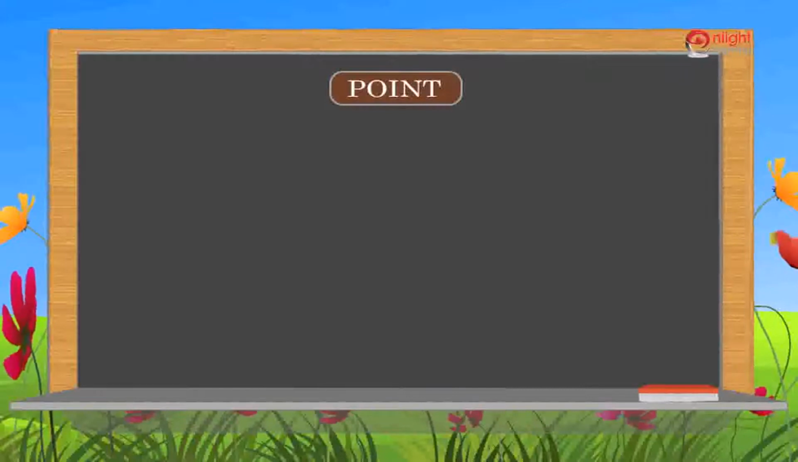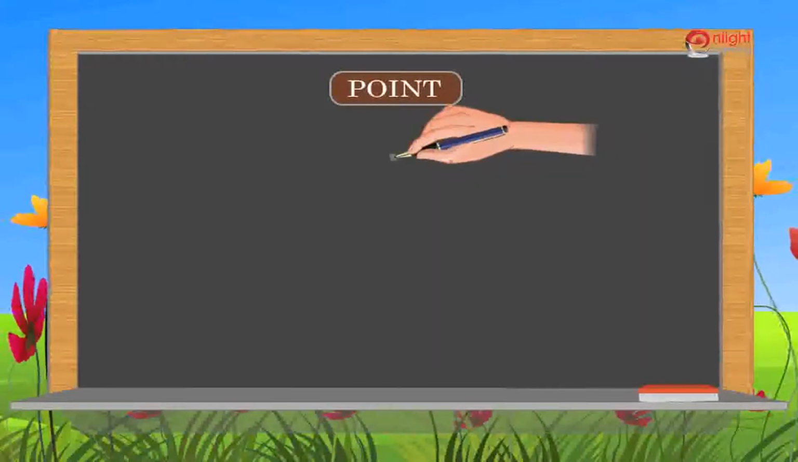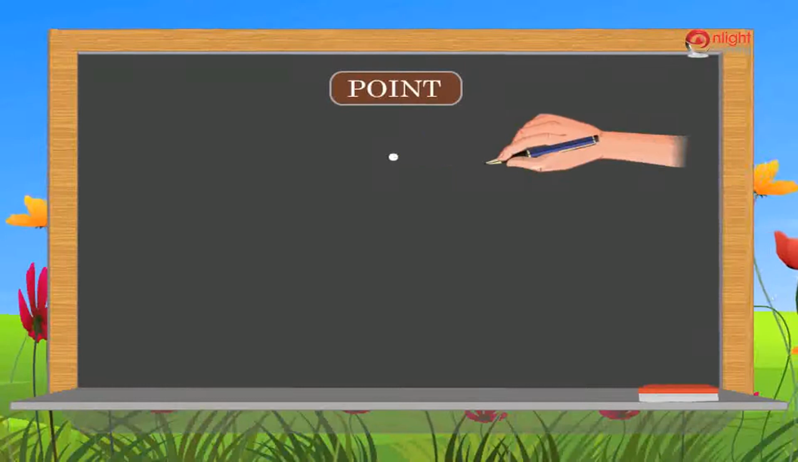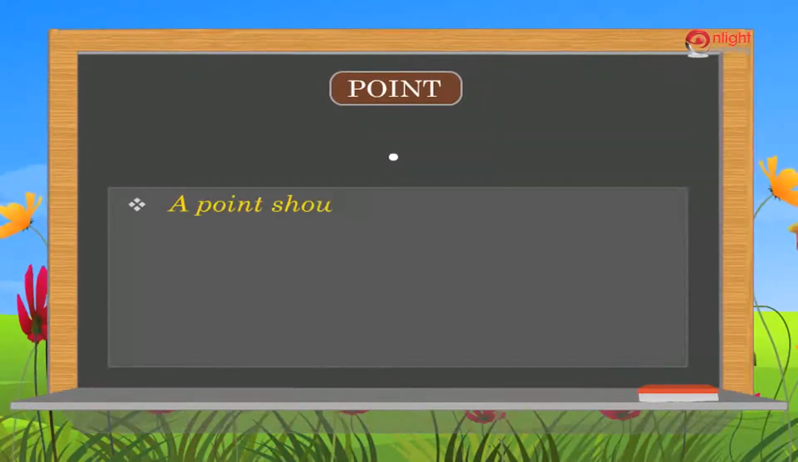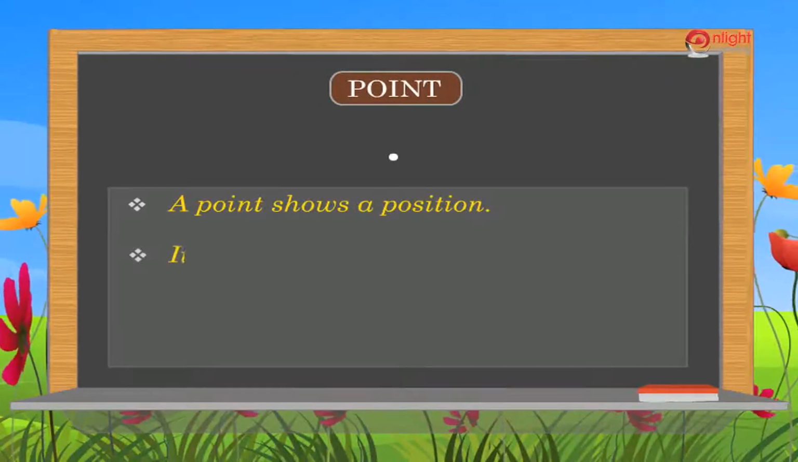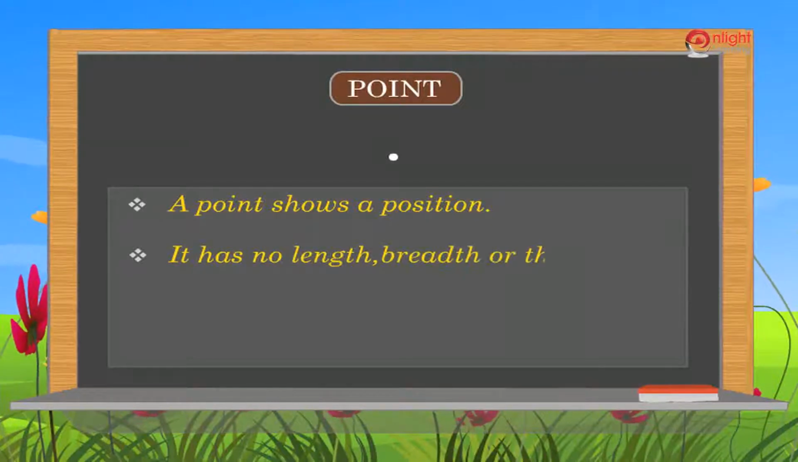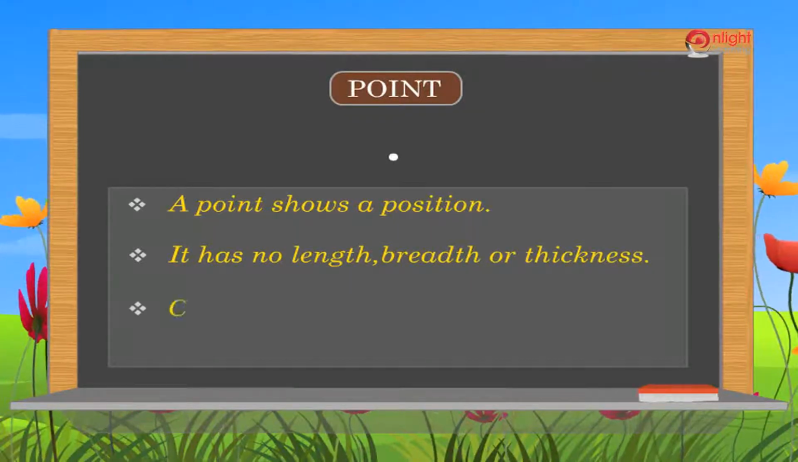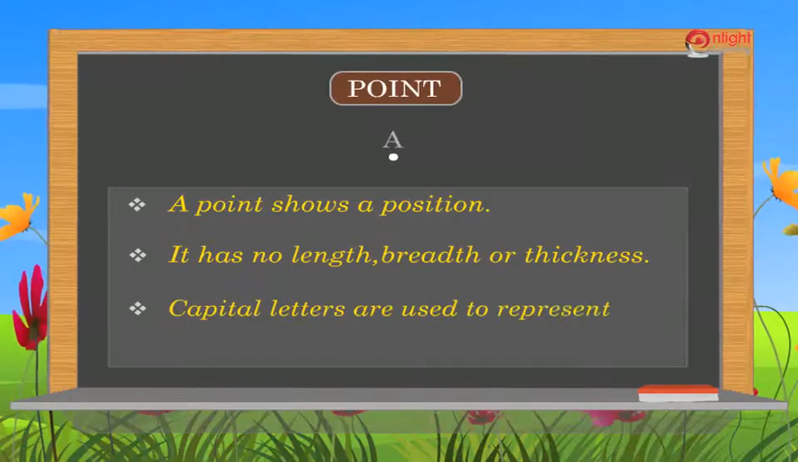A point is nothing but a small dot made with pencil or pen. A point shows a position. It has no length, breadth or thickness. Capital letters are used to represent a point.